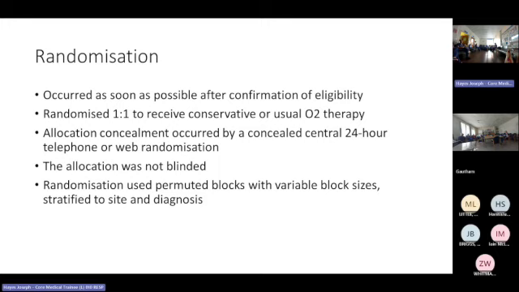Randomisation occurred as soon as possible after confirmation of eligibility, and they were randomised 1-to-1 to receive either the conservative or the usual oxygen therapy. Allocation concealment occurred by concealed central 24-hour telephone or web randomization. The allocation was not blinded, and randomization used permuted blocks with variable block sizes stratified to site and diagnosis to give balance between units.